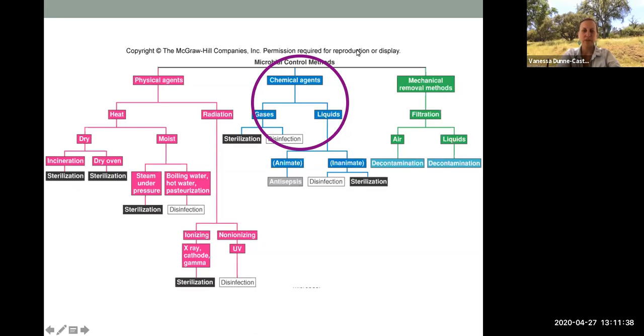All right, so the third category here would be chemical agents. Chemical agents, this is sort of the second half of your textbook chapter, which really just talks through a whole bunch of different categories of chemical agents and discusses how they work, so their modes of action, and how that leads to either disinfection or sterilization. And if disinfection, what level, high level, mid-level, or low-level disinfection. Remember that antisepsis is in this category too.